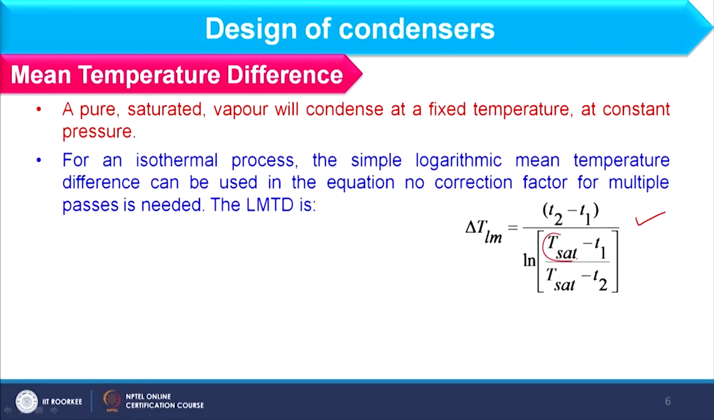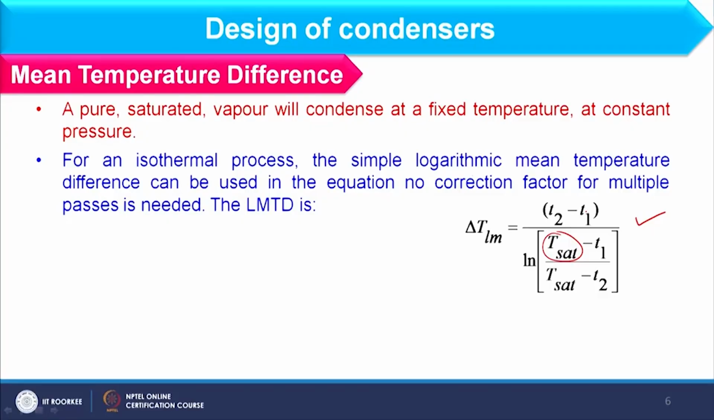You should consider log mean temperature difference. Here T saturation means the temperature of condensation, and T1 and T2 are the inlet and outlet temperature of the coolant. In this way you can find out LMTD, irrespective of counter-current flow and co-current flow.